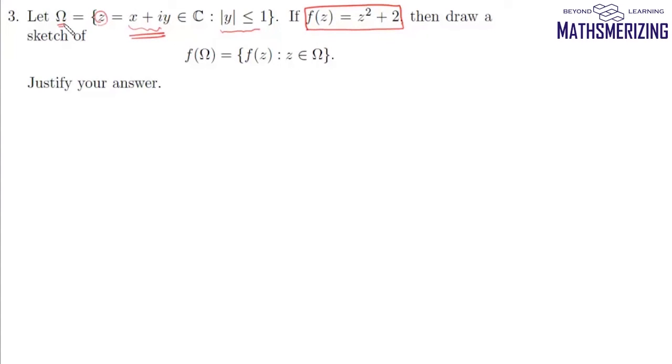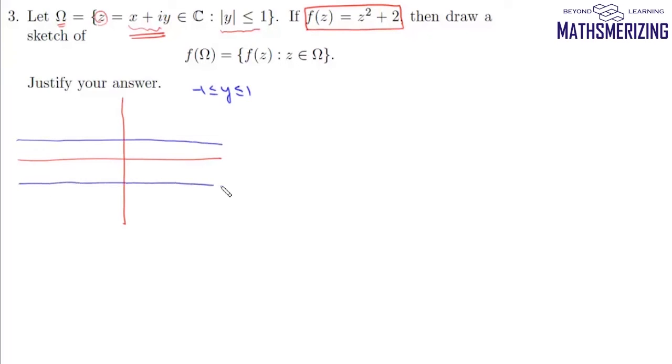Now this sigma contains all the values of x and y such that mod y is less than or equal to 1. So when mod y is less than or equal to 1, it means the value of y should lie between -1 and +1. So its domain lies within these two lines, which are y equals 1 and y equals -1. So we are talking about all the points in this shaded region.